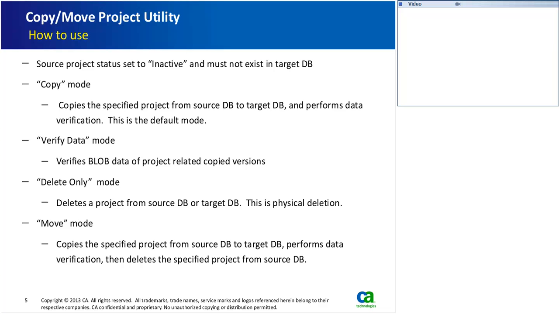And then the delete only mode allows you, after you copy, to delete. Okay, so this is a physical delete. You can also use this to delete whatever projects you have in the current database. Right now, that function is actually not available in the current GA release, so you have to delete manually, but it's very tedious. So this option will allow you to delete very cleanly. This is a physical deletion, so definitely when you use it, you have to be very careful.